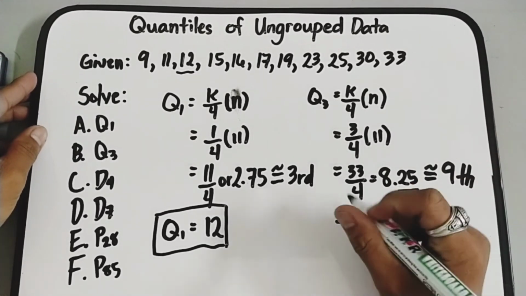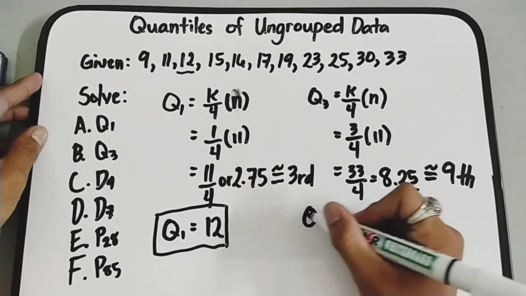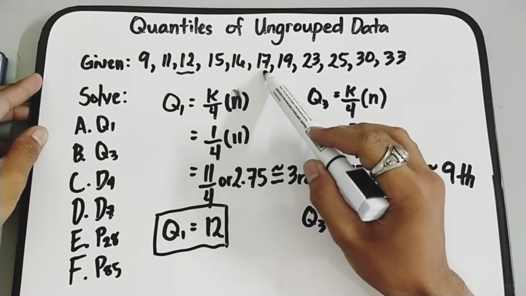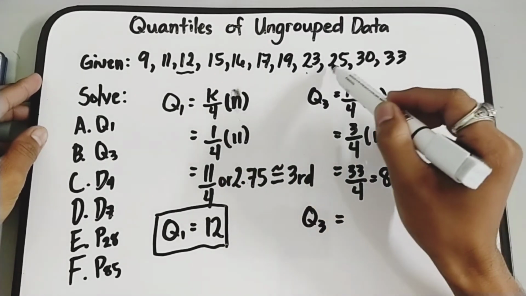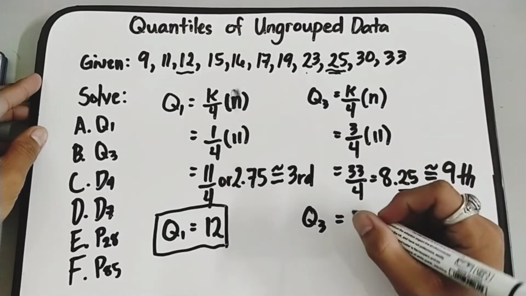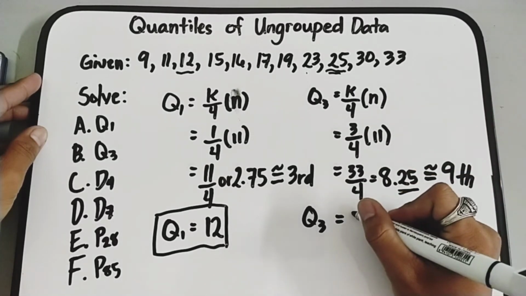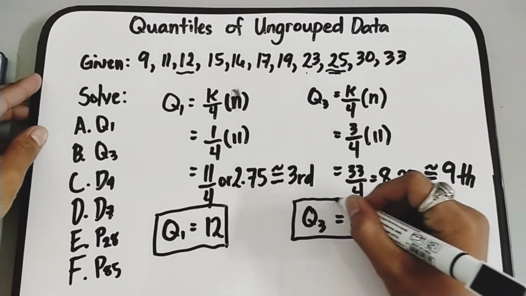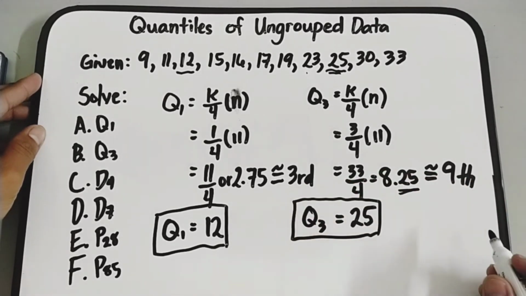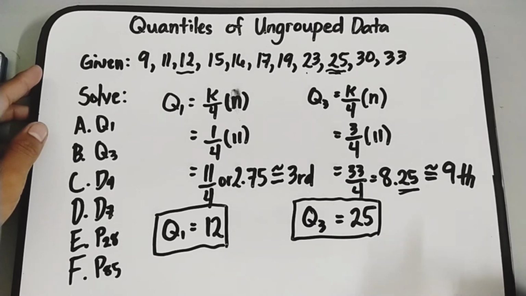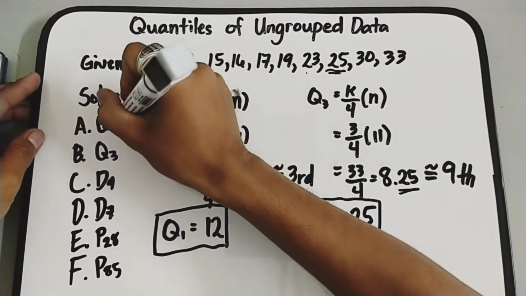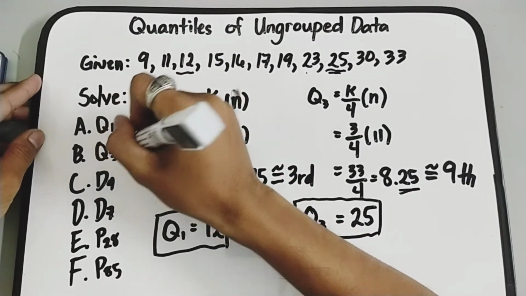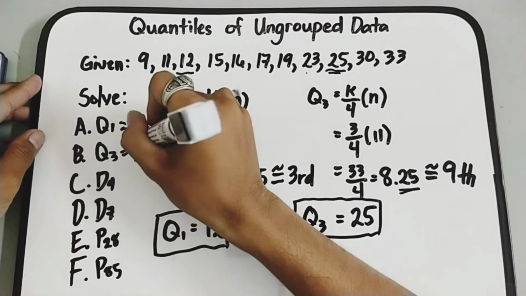Alin ba sa distribution natin yung pang 9 score? Para yun yung ating quartile 3. So, 1, 2, 3, 4, 5, 6, 7, 8, 9. Therefore, yung 25 yung pang 9, yun yung ating quartile 3. So, 25. So, we have now our quartile 1 and the quartile 3. Okay? You have Q1 is equals to 12. Our quartile 3 is equals to 25.